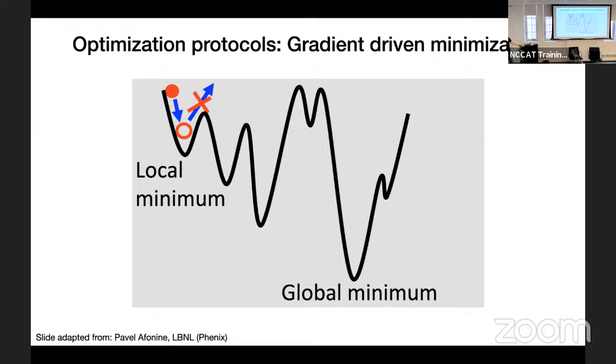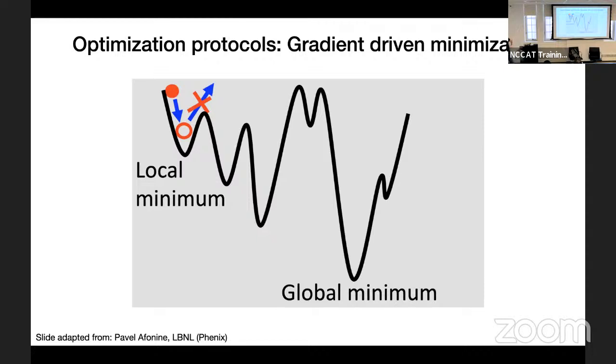And then I would say the most vanilla, sort of flexible fitting type of refinement is this gradient-driven minimization. And so again, thinking of this energy function or this refinement target we're trying to minimize, gradient-driven minimization essentially just allows the model to relax into the closest local minimum.